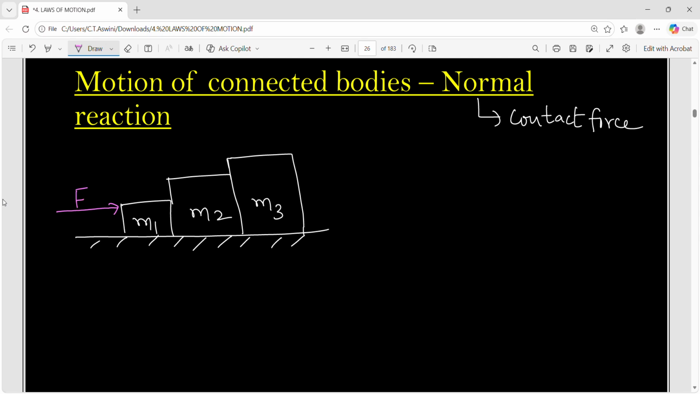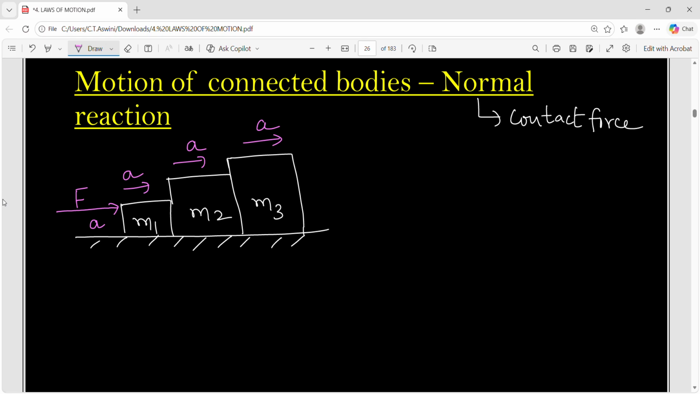Now, what happens to this M1? We have studied in the previous class, right? Whenever a force is applied, there will be a change in state of the body. So now the body possesses a certain acceleration A. So M1 moves with acceleration A in the forward direction because that is the direction of force applied. Now, what about M2 and M3? As they are connected to each other, they also move forward with the same acceleration. And this is what is called the concept of motion of connected bodies.